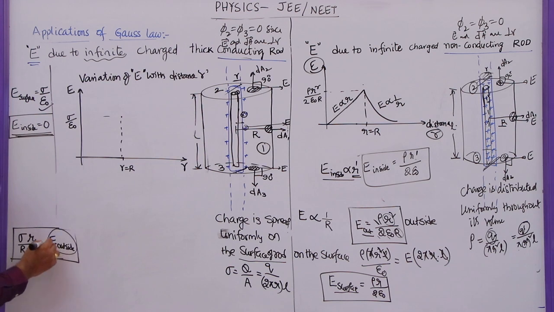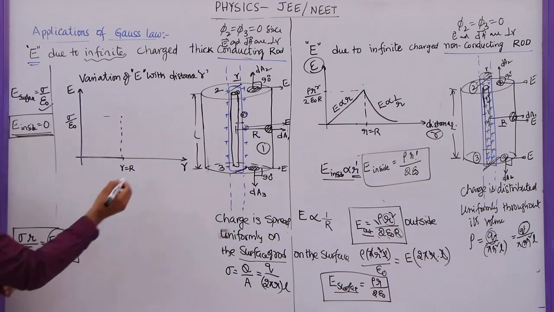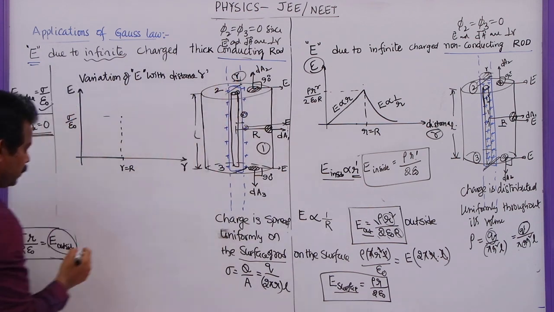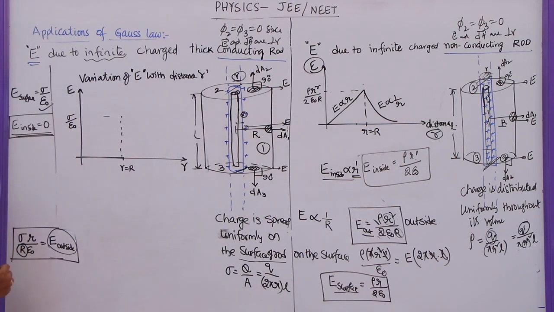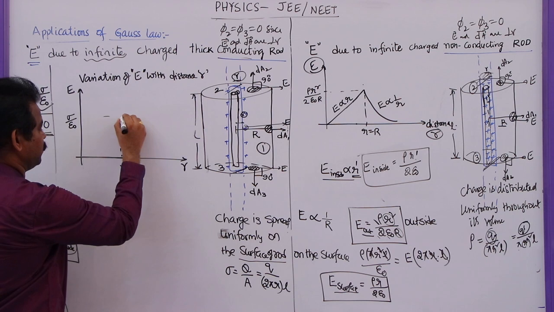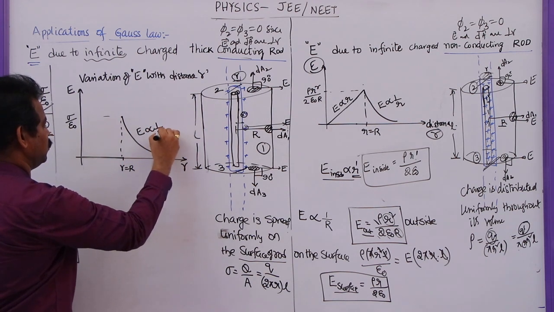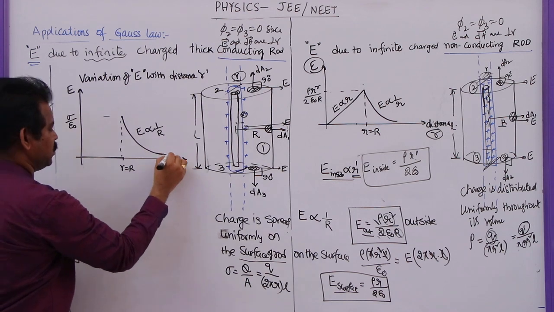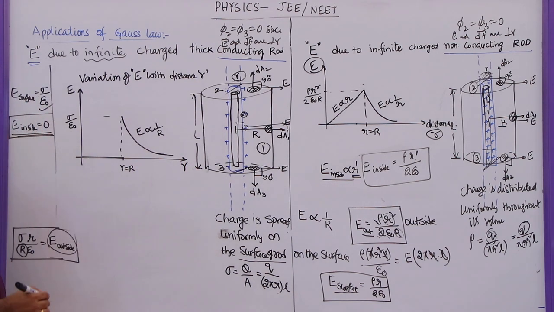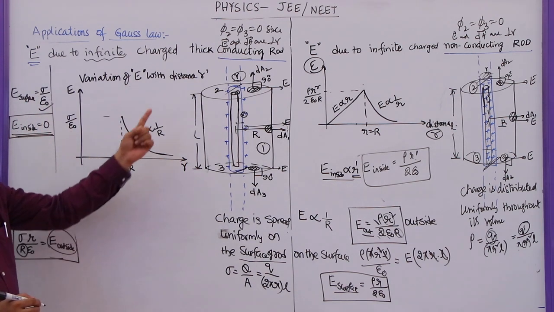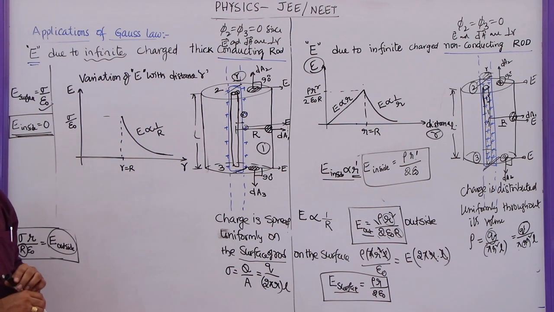Afterwards, the electric field outside the surface is directly proportional to small r by capital R. But what is small r? It's a constant. What is capital R? It is a variable. So afterwards, it will become E inversely proportional to capital R. So this is the graph for the variation of electric field with the distance for a thick conducting rod.